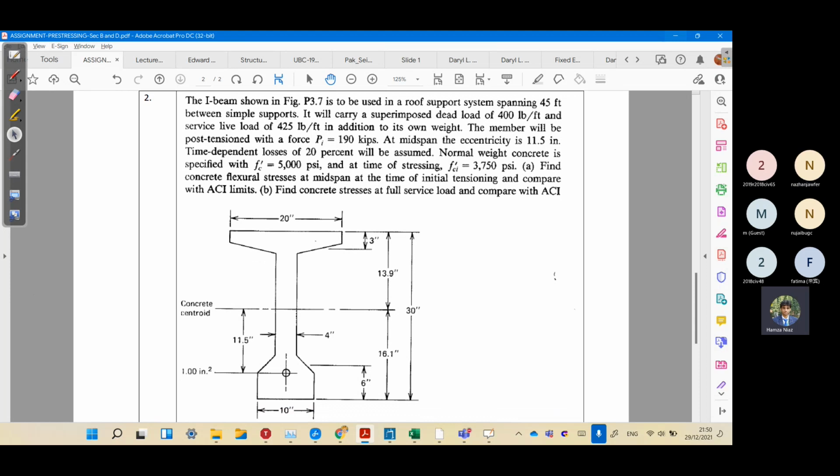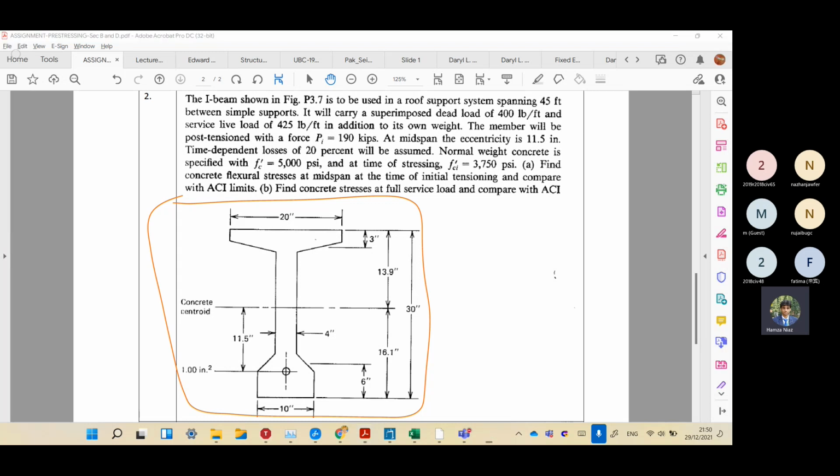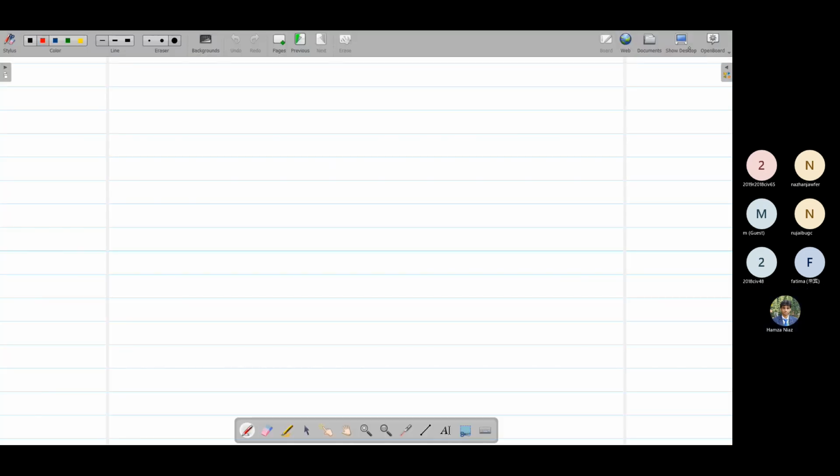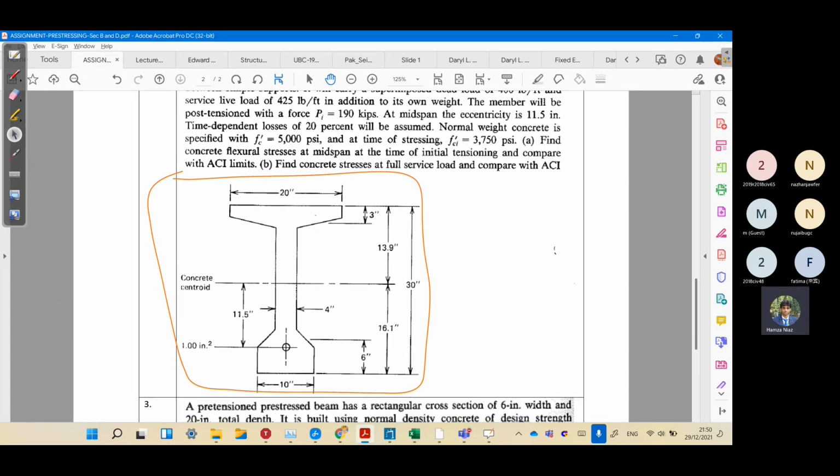So if this type of question comes, where we are given an I section and we have to calculate, this is exactly similar, but the first step is different. We have to calculate its moment of inertia a bit differently and its area a bit differently. The rest of it is almost the same.